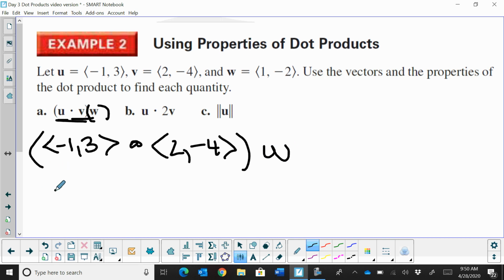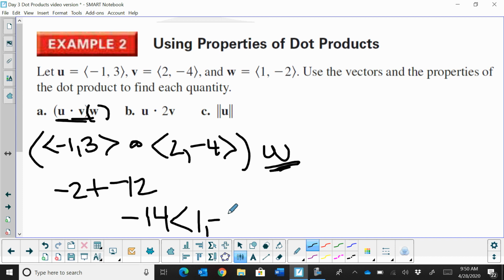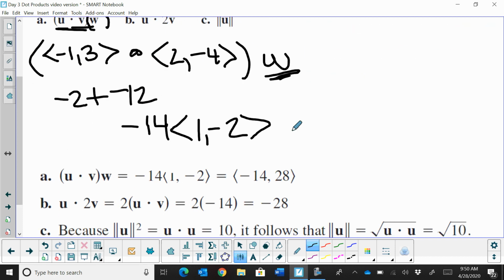Okay, so let's find the dot product. So that's -2 plus 3 times -4 is -12. So our dot product is -14. So that becomes a scalar. I'm now going to multiply it times the vector w. So I'm going to bring w down, 1, -2, and I can multiply -14 as a scalar.